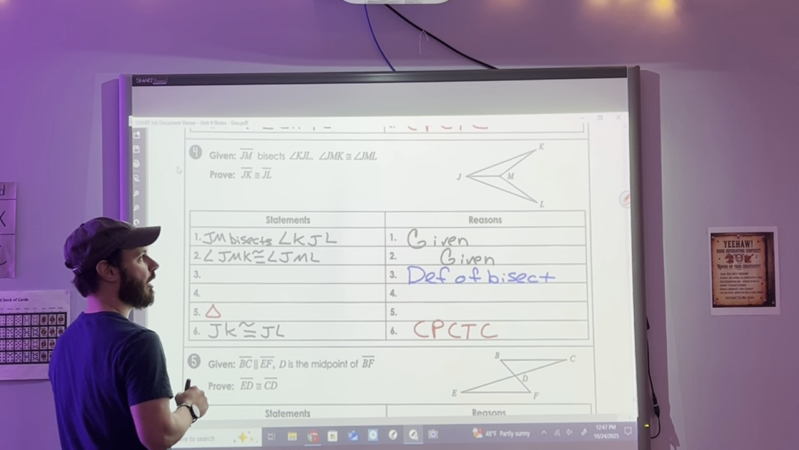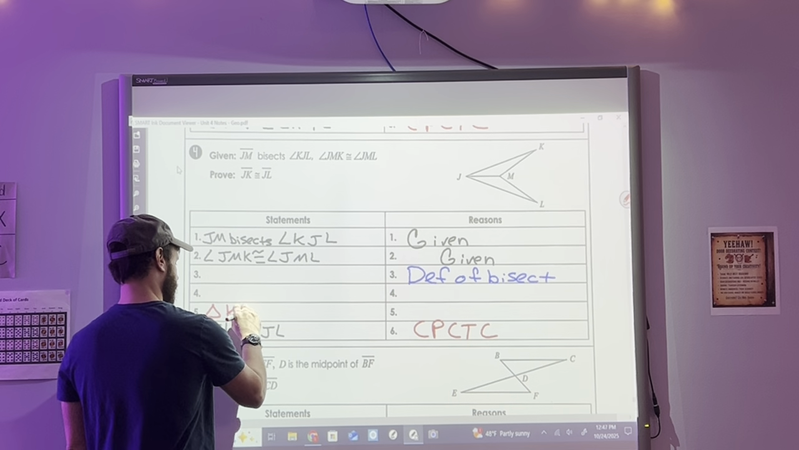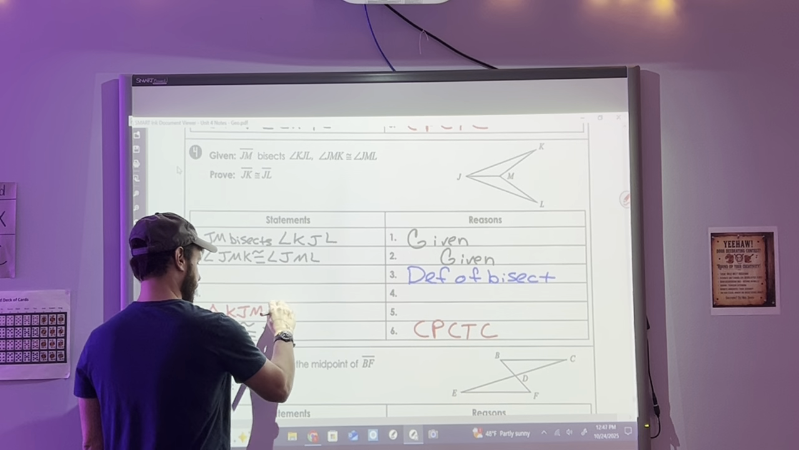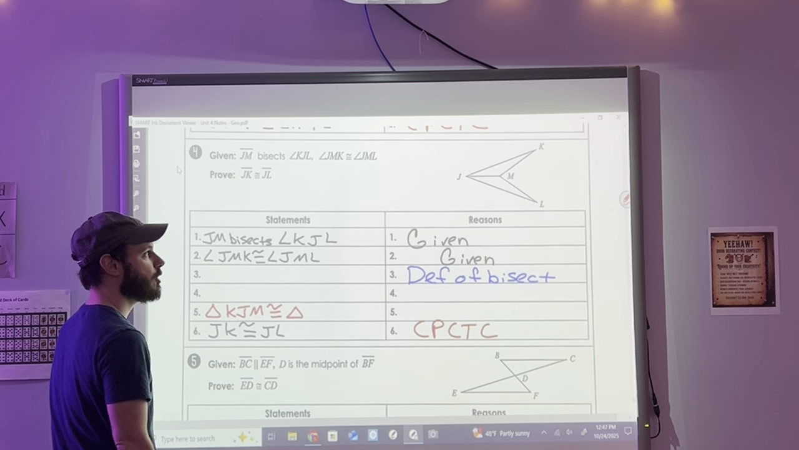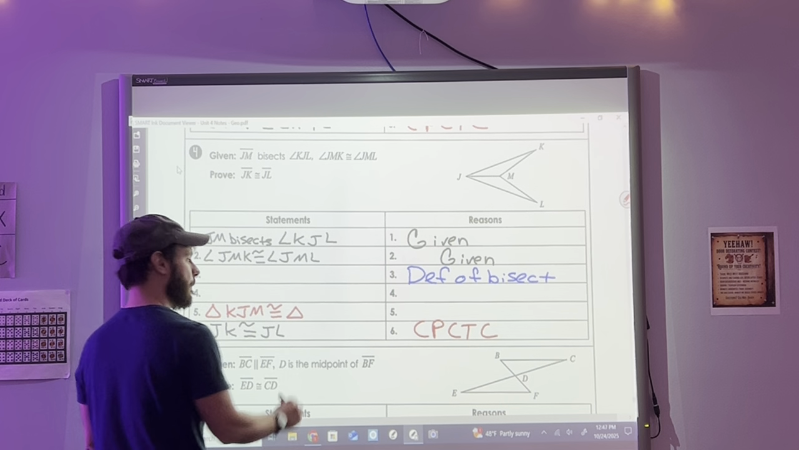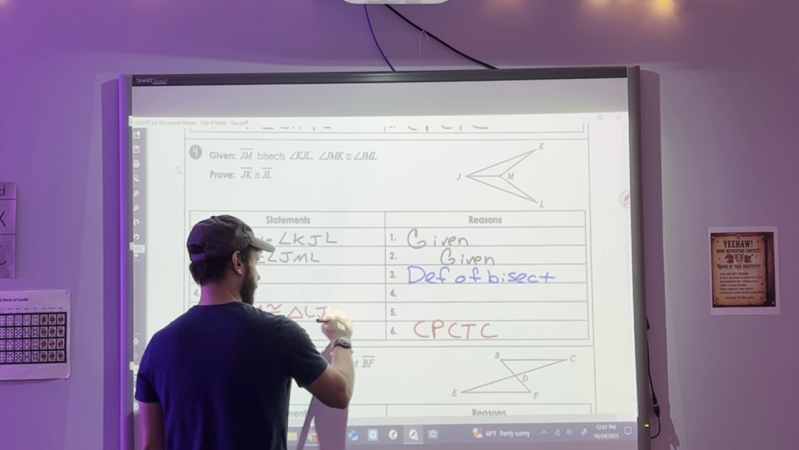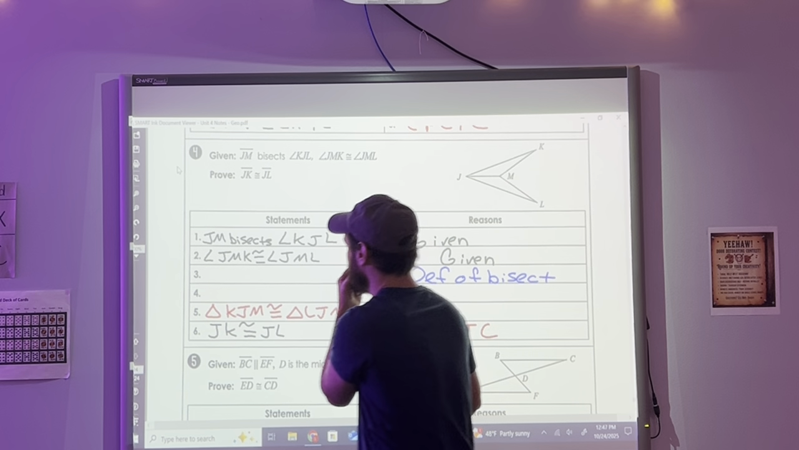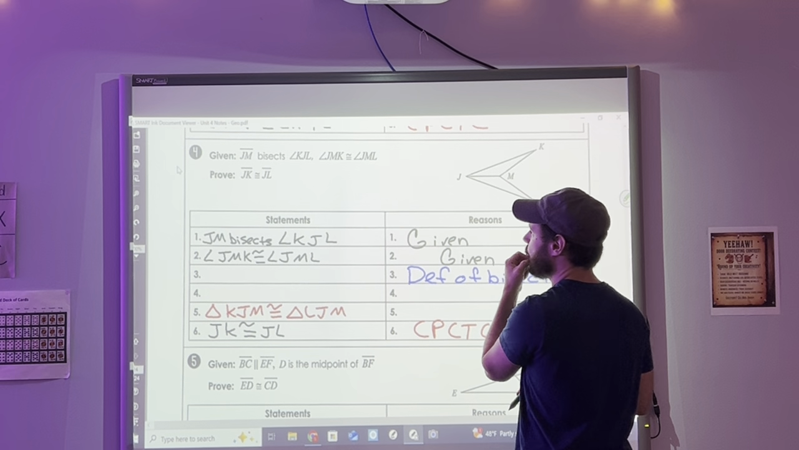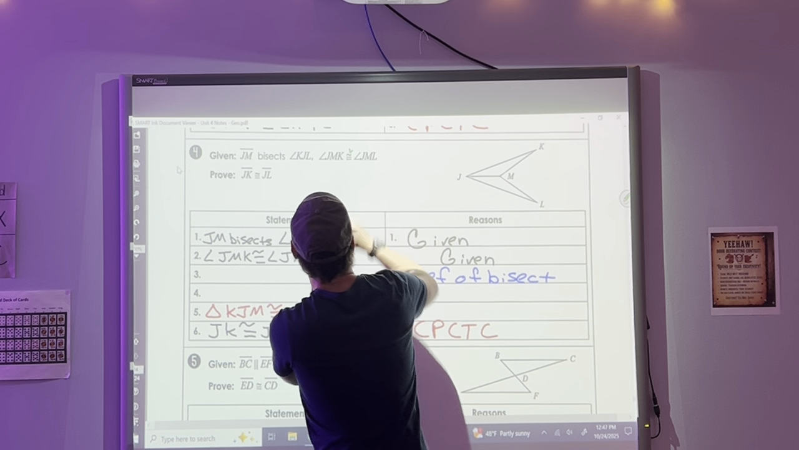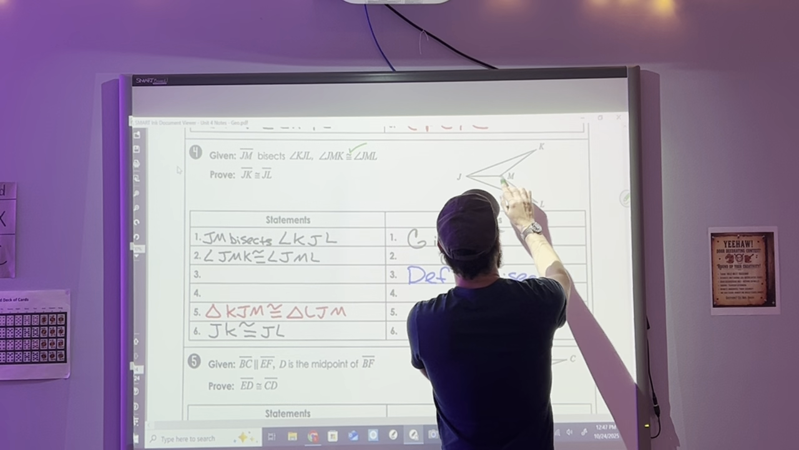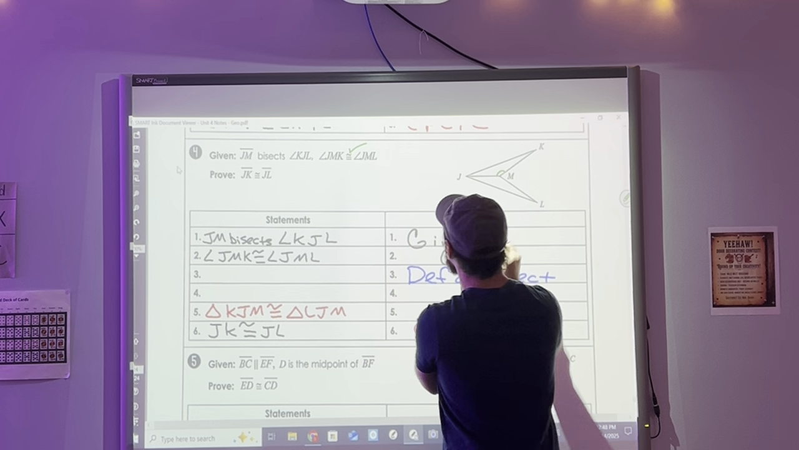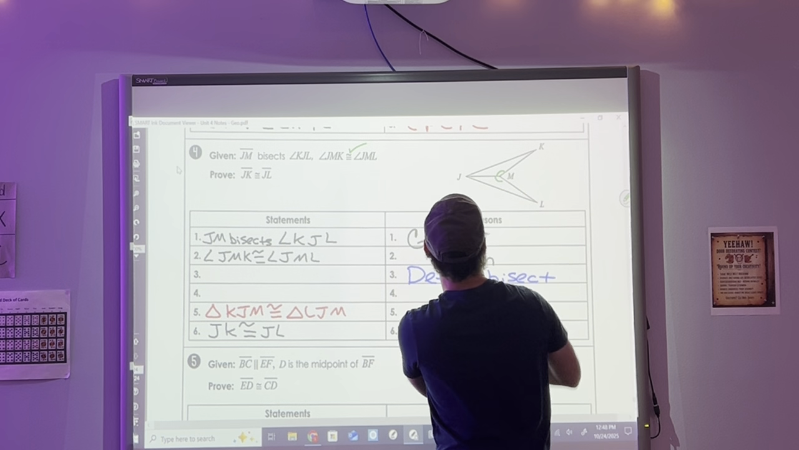Triangle KJM is congruent to triangle LJM. All right, don't know what goes there, I'll figure it out. I don't want to do the bisect thing yet. I'm going to do this one, JMK. JMK, that's talking about this, and the other thing it matches, it's talking about that.